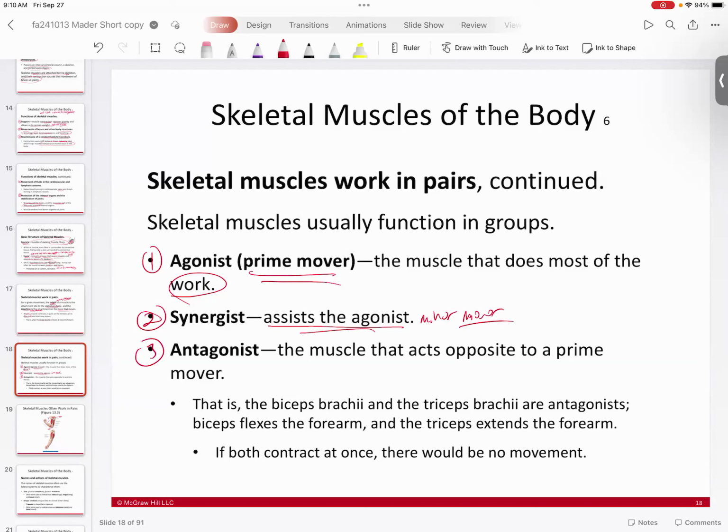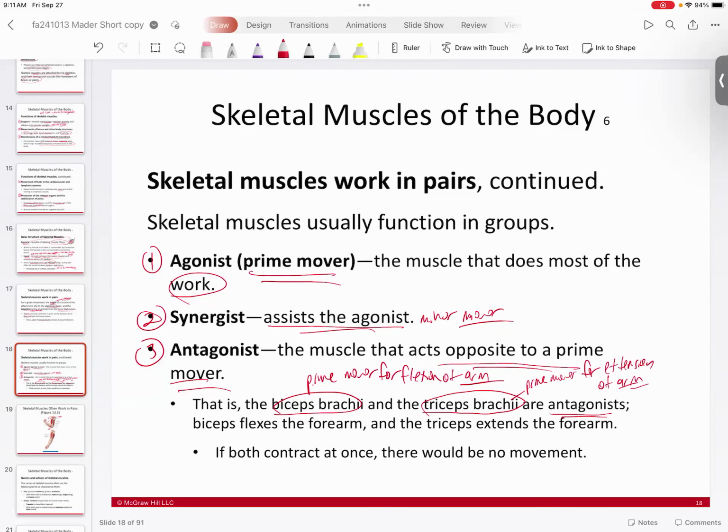And then we have the antagonist. This is the muscle whose movement is the complete opposite of the prime mover. So for instance, if you take a look at your biceps brachii, that would be the prime mover for flexion of the arm. But the triceps brachii on the back of the arm are the antagonists. These guys are going to be the prime mover for extension of the arm. And so if they both contract at the same time, it would be a stalemate. It'd be like two people on either end of a tug of war rope, and then nobody would win. Okay.